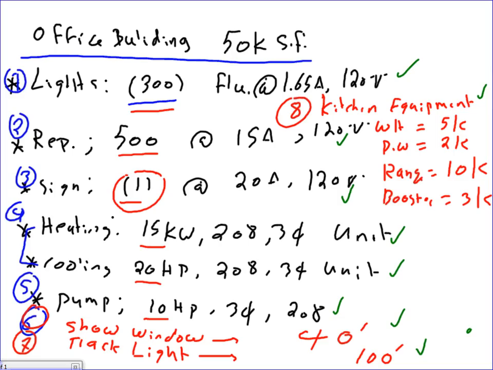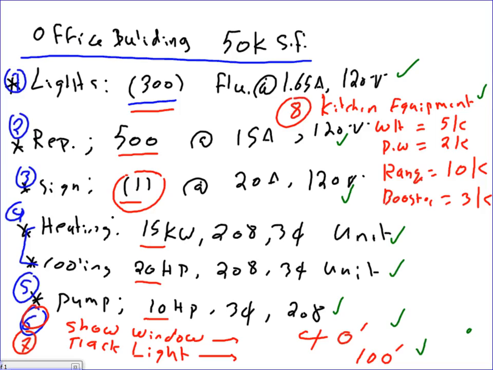Anybody can guess what the service should be on the system just by the loads, the type of loads? Is it 241.20? Anybody can guess? 120/208. Yep, 208/120. I'm not asking, but just by the type of the loads that we have, guys, you can kind of figure that this service is 208/120. And of course, three phase.